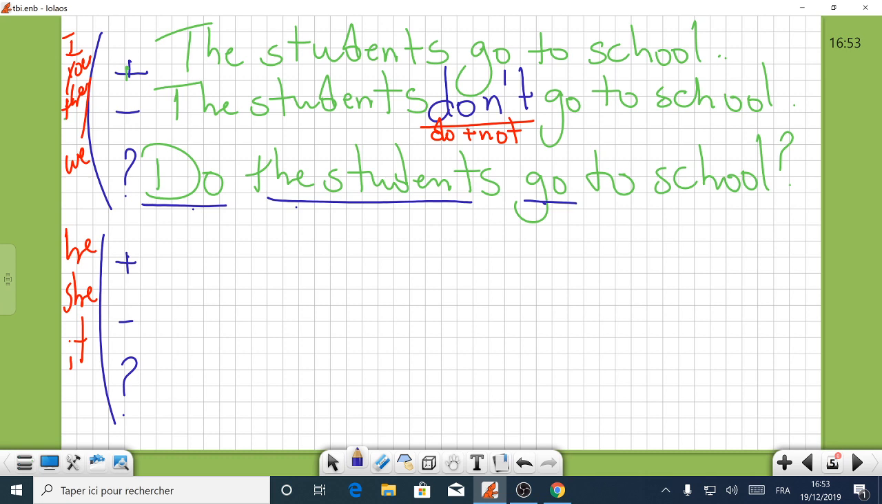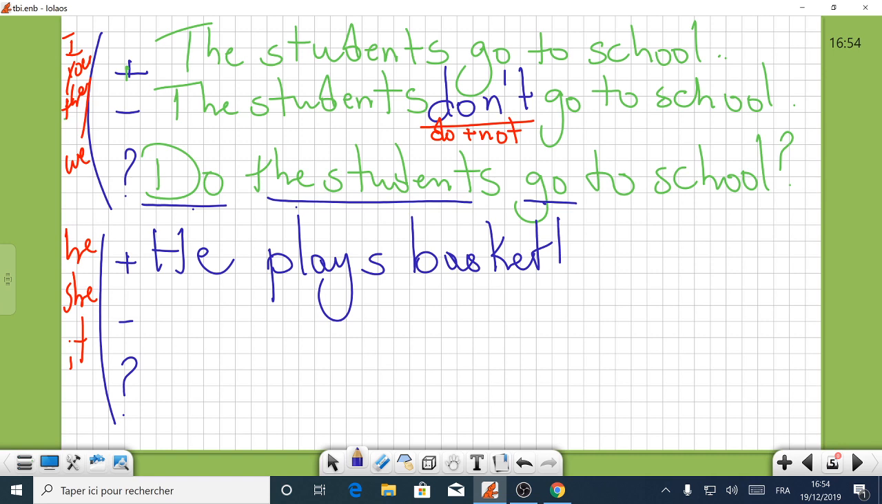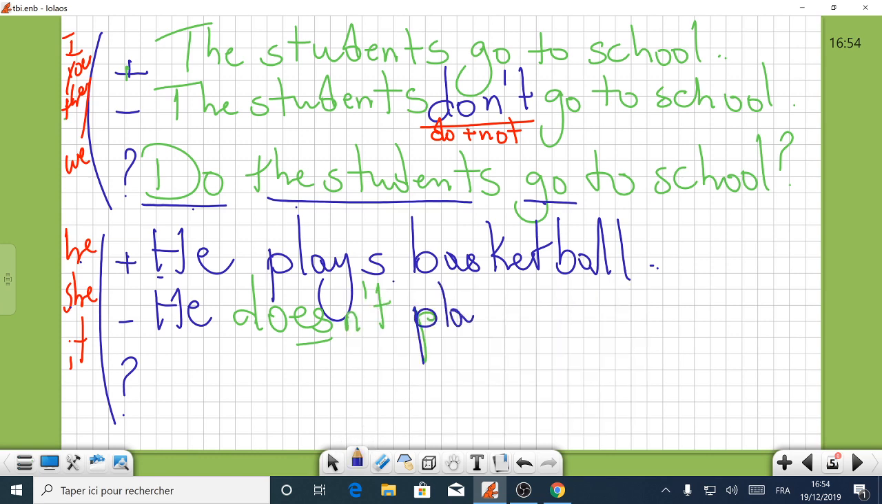We take another example here. We say, for example, he plays basketball. He plays basketball. This is a positive sentence. Of course, when I say he, it's like he, she, and it. The next example is going to be a negative. We say he plays basketball. Negative, what do we say? He doesn't. He does, because here we have es, as you can see. He doesn't play. He doesn't play basketball.